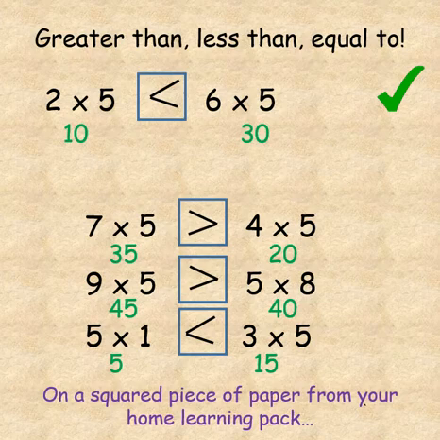Okay, the next one, 9 multiplied by 5, and then 5 multiplied by 8. Again, you should have the greater than symbol because we know that 45 is greater than 40. So well done if you've got that one right.